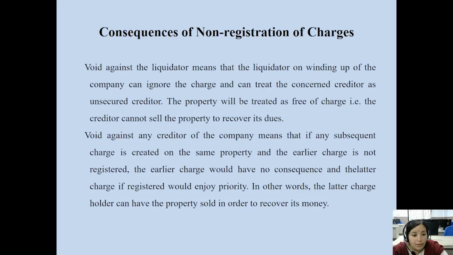So it is void against the creditors of the company. This means that if any subsequent charge is created on the same property or assets of the company and the earlier charge is not registered, the earlier charge would have no consequences, and the later charge, if registered, would enjoy priority. That is how the case may be. So the holder has a right to have the property sold in order to recover its money.